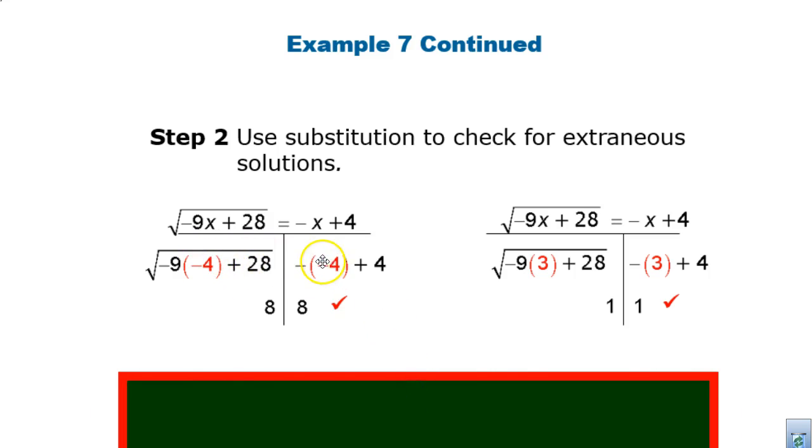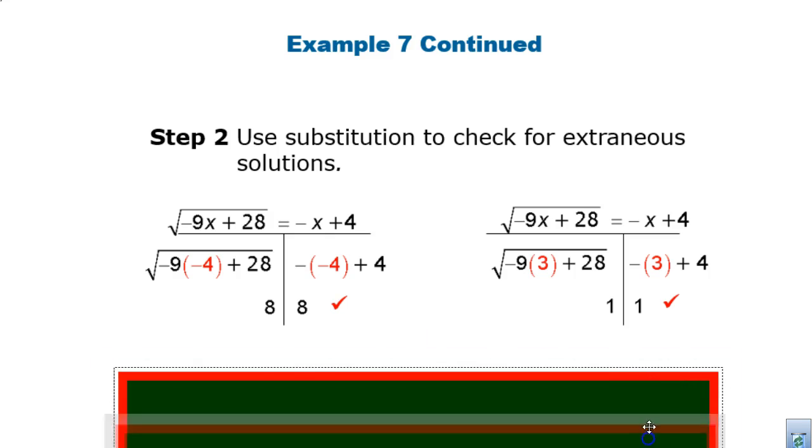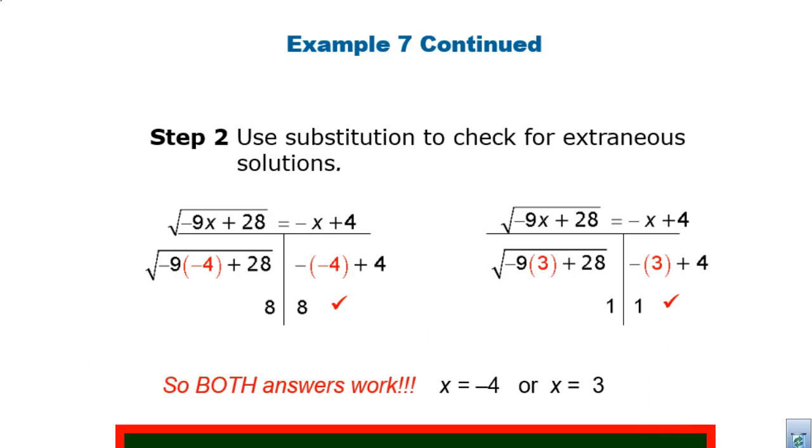When I plugged in negative 4 and did the math, I got 8 equals 8. That's correct. That's true. A true statement. It worked out. It was a solution. When I plugged in 3 to both sides and did the math, I got 1 equals 1. Well, that's a true statement, so I know that it worked, right? What is a solution? It's a value for x that we can plug into the function or the equation to make it true. We've done that with both of these. So in this case, there are no extraneous solutions. Both answers work. We have 2 answers, 2 solutions that we're going to count. Negative 4 and positive 3.